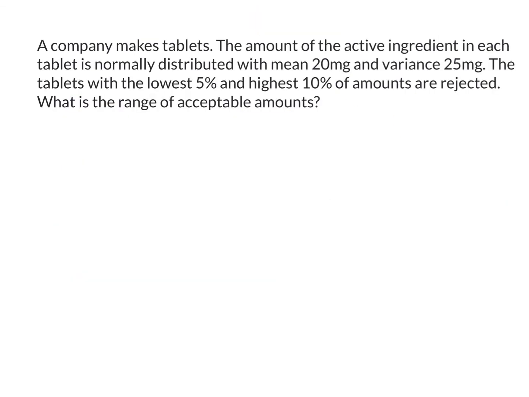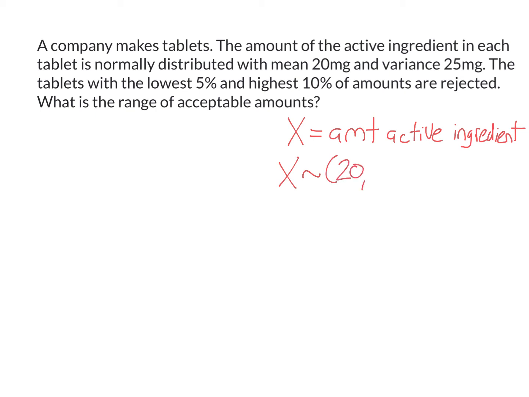A company makes tablets. The amount of active ingredients in each tablet is normally distributed, mean 20 milligrams, variance 25 milligrams. So the lowest 5% and highest 10% of concentrations of this active ingredient are rejected. We're going to find the range of acceptable amounts. So what we're going to do is let X be the amount of this active ingredient. And we're told from the question that X is normally distributed with mean 20, variance 25. So of course that means the standard deviation is 5.